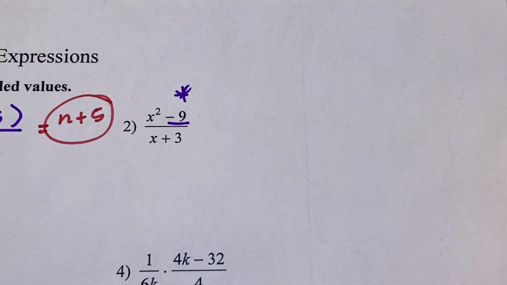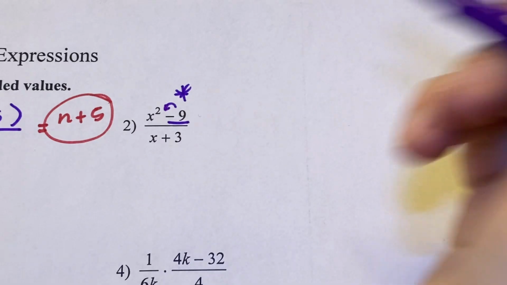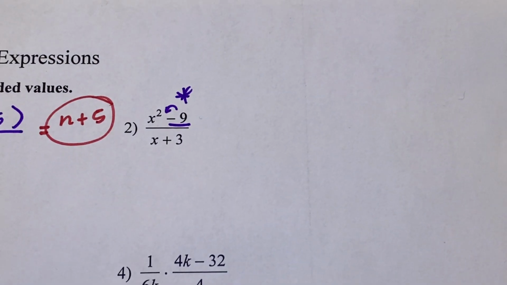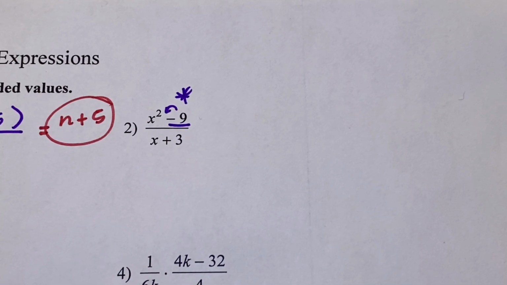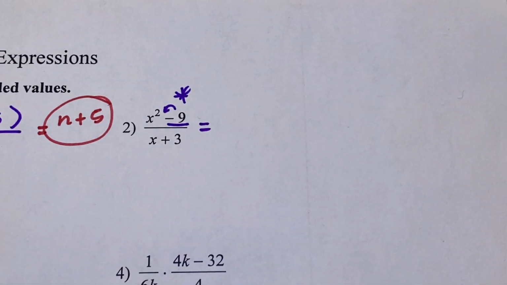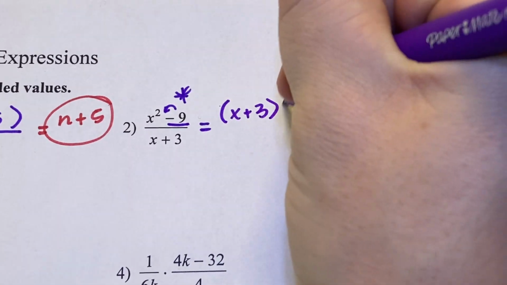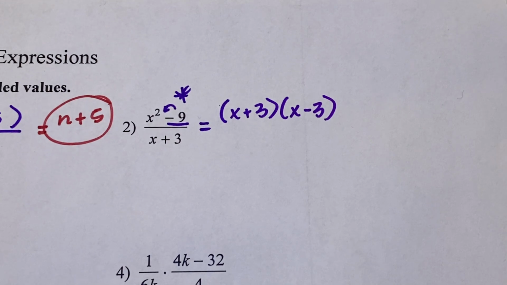Think what multiplies to negative 9 and adds to 0, because that middle term disappeared. We practiced this twice on our starter. Think what multiplies to 9. Hint, what's the square root of 9? It's 3. So, in order to cancel each other out, one has to be a positive 3 and one has to be a negative 3. That's where I got my negative 9 from.